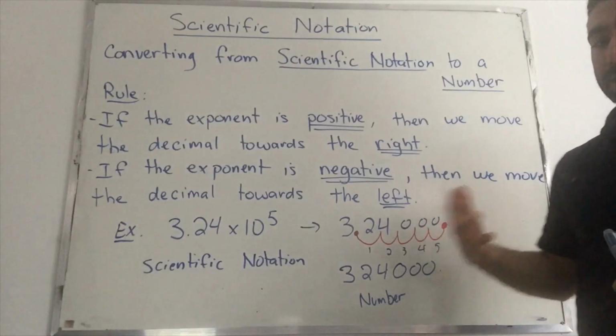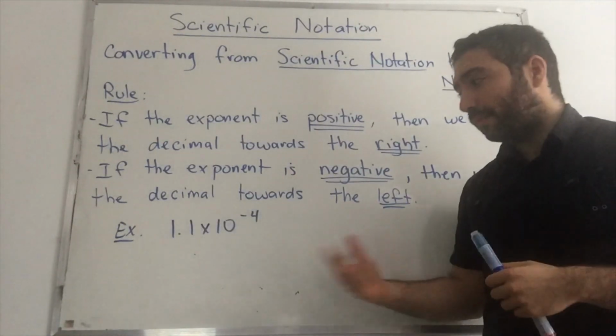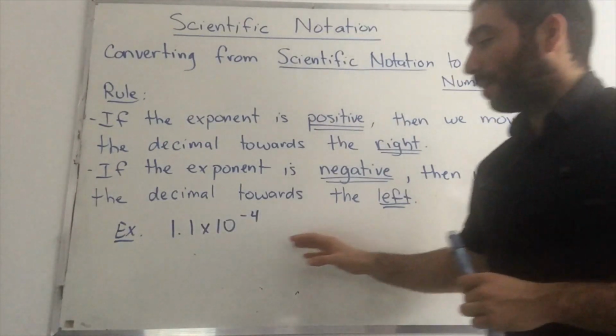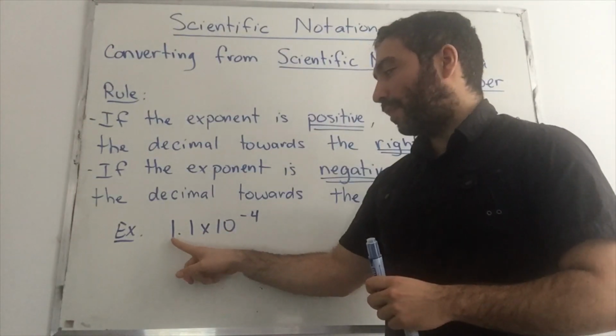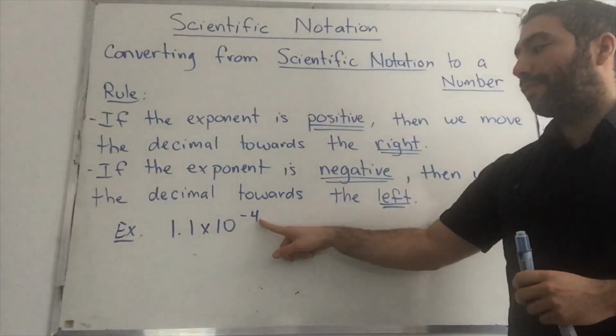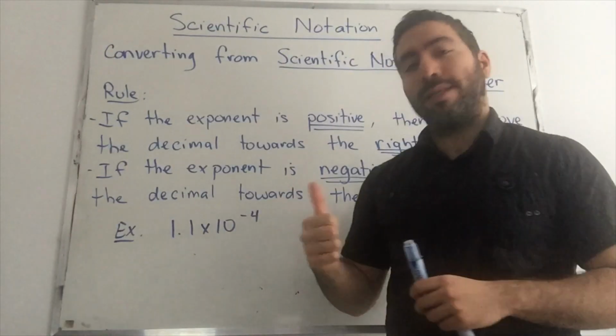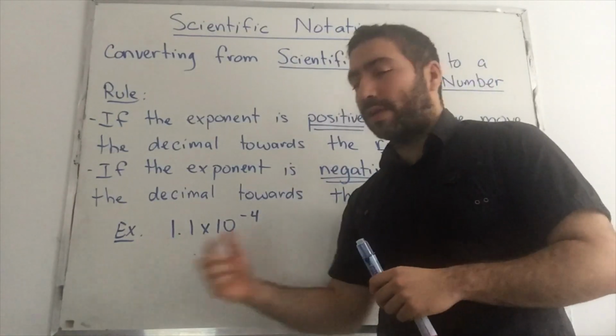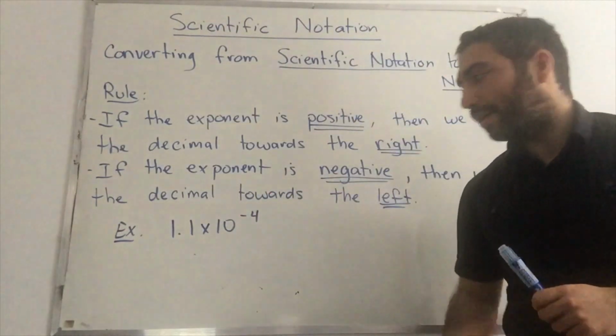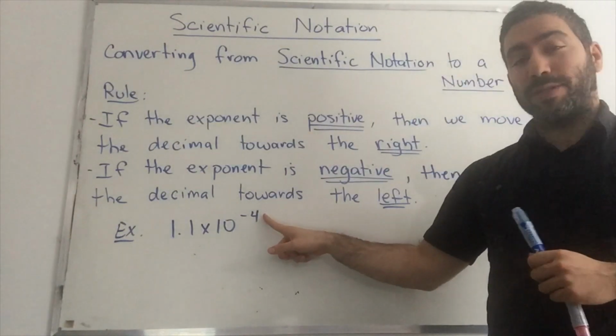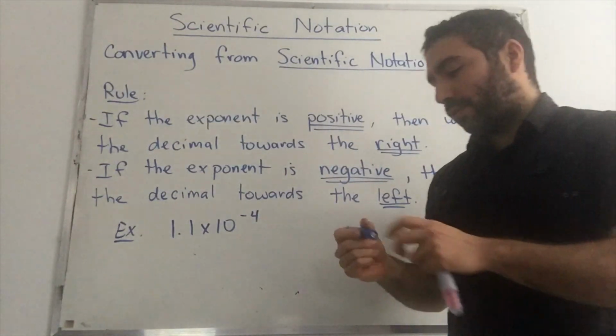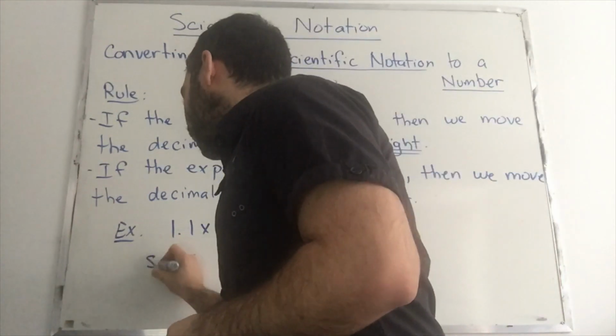So this is the idea. Let's continue with more examples. In this next example, we have the number 1.1 times 10 to the negative 4. The first thing we notice is that this is in scientific notation because the 1.1 is between 1 and 9.999. And we have now a negative exponent. What do we do in this case? So we've established that this is in scientific notation.